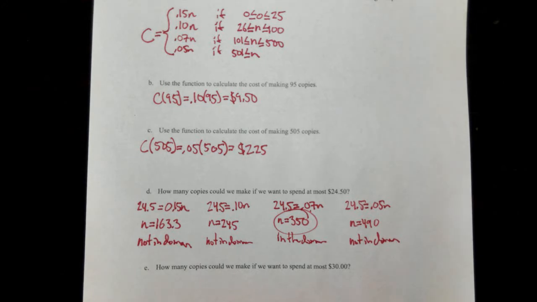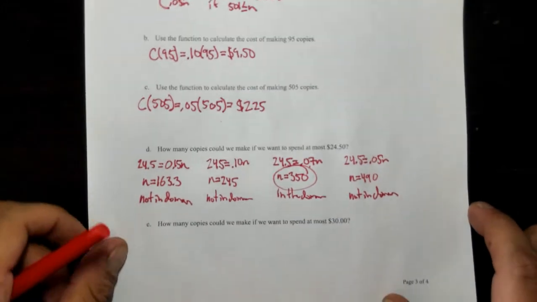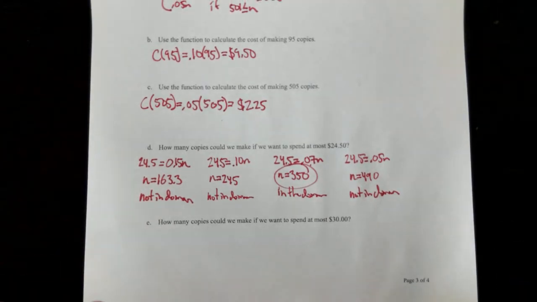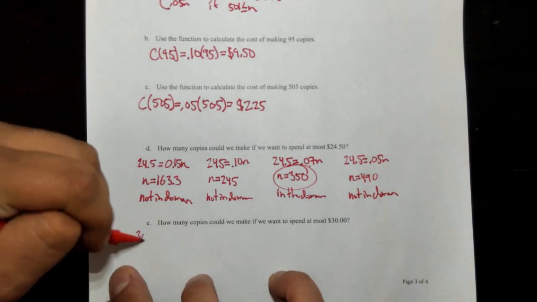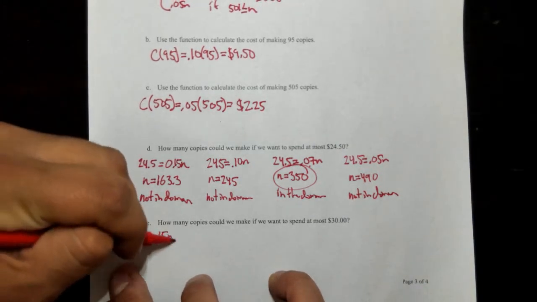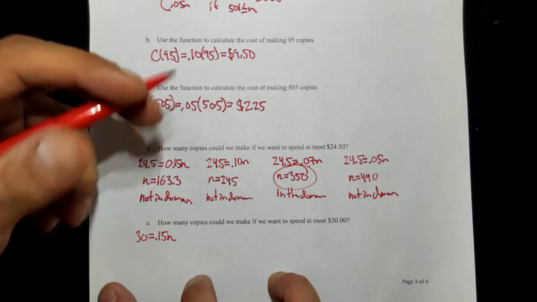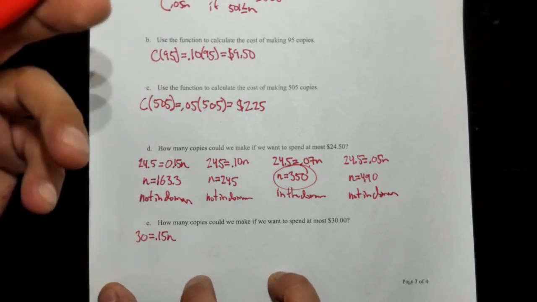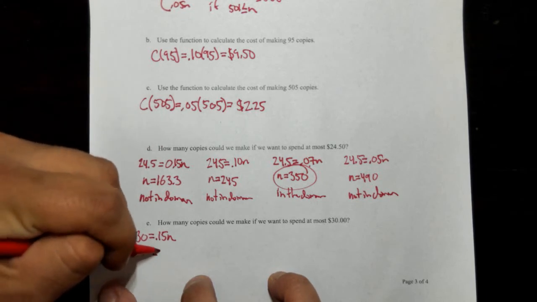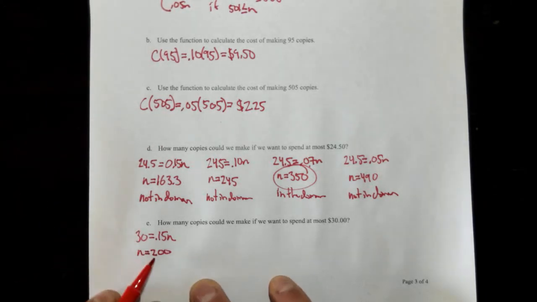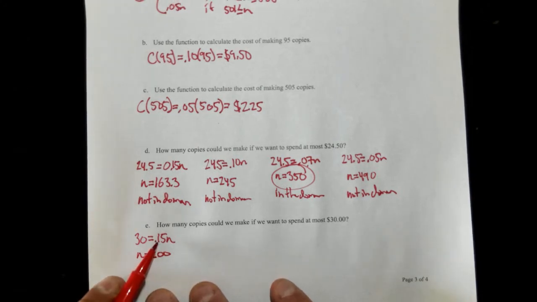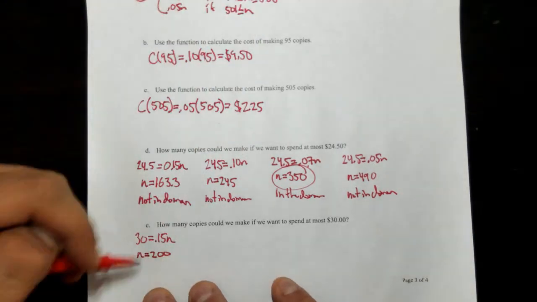So, part E, how many copies could we make if we want to spend at most $30? Let's do the same thing here. We set 30 equal to 0.15n. Dividing both sides by 0.15, we get n equals 200. So 200 is not in the domain of our 15 cent rule, so not in domain.